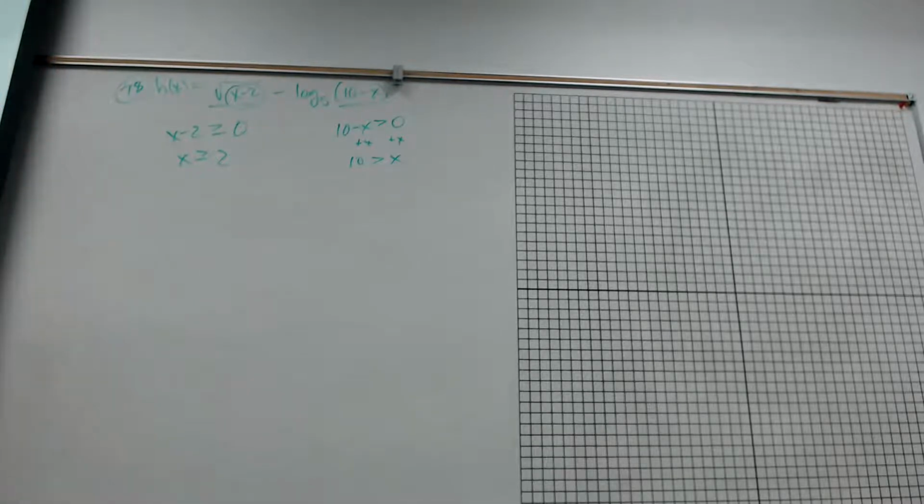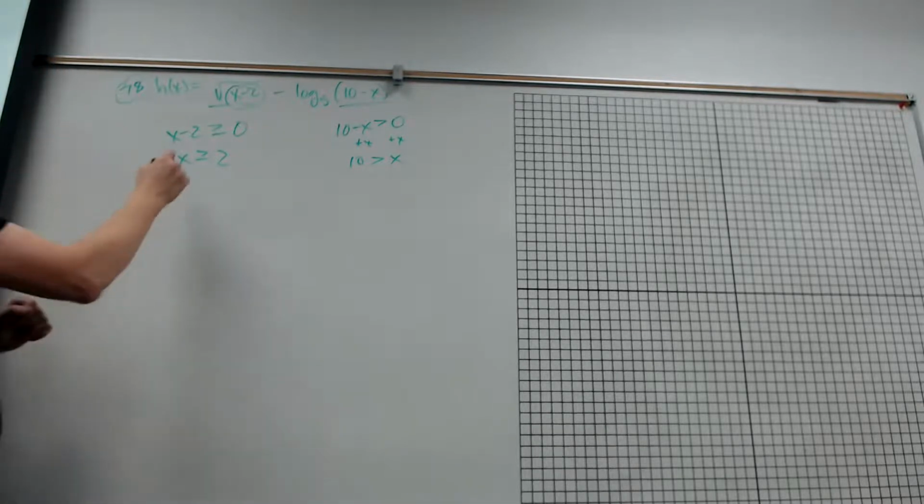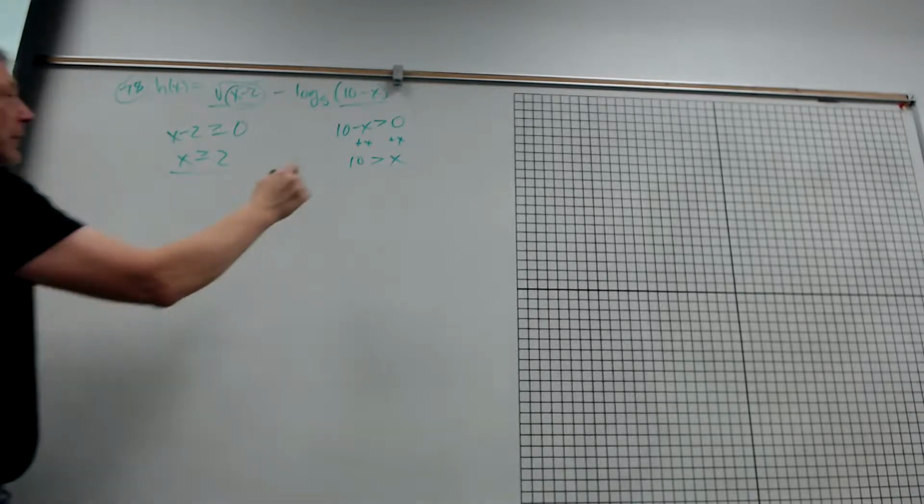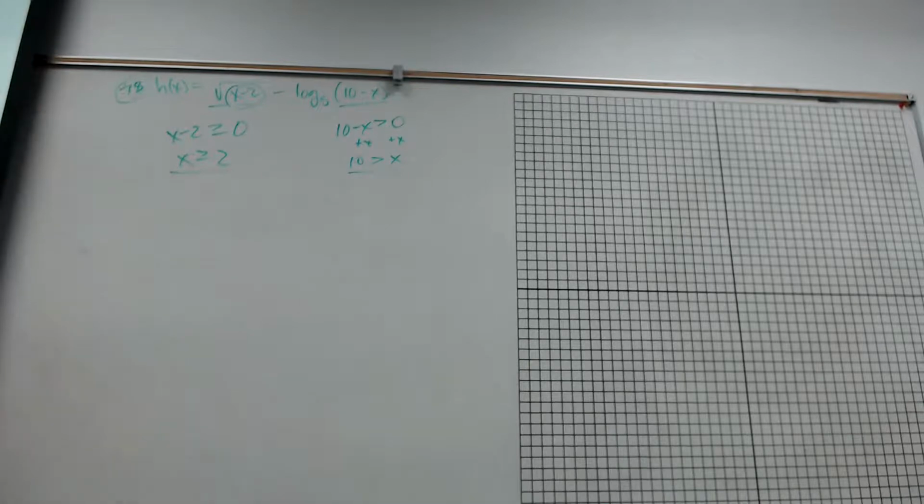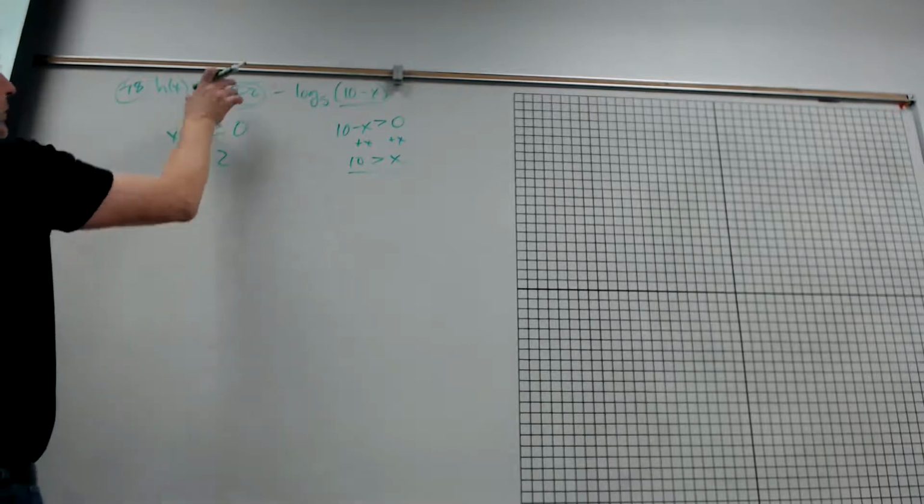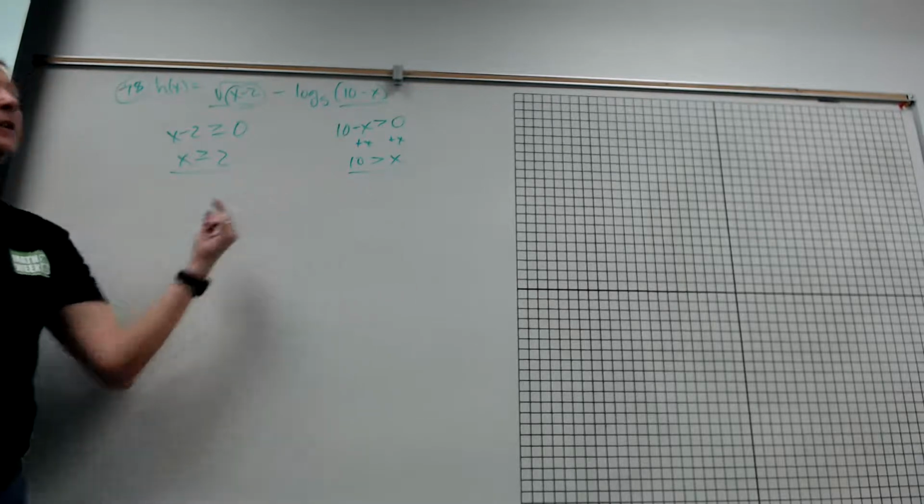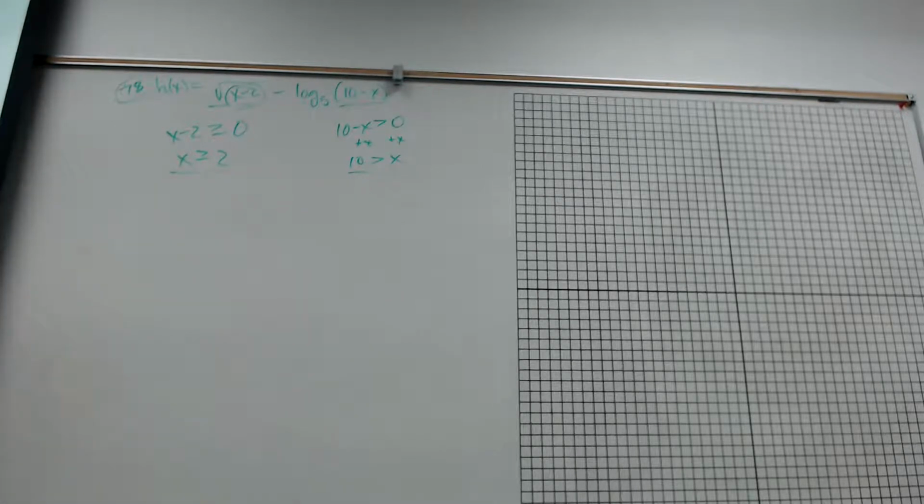Okay? So we can see from this piece, x has to be greater than or equal to 2, and from this piece, x has to be less than 10. This was a good one. I'm glad we did it. We might do the other one. So between these two pieces, what is the domain that works with both functions essentially?